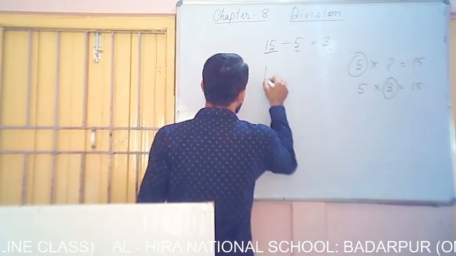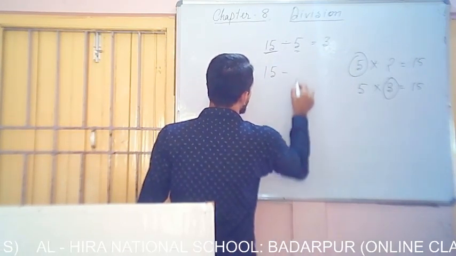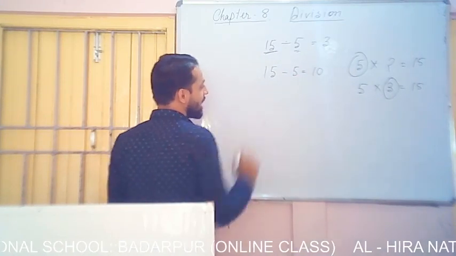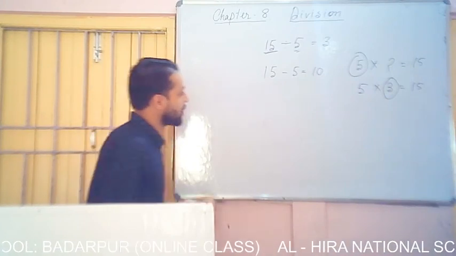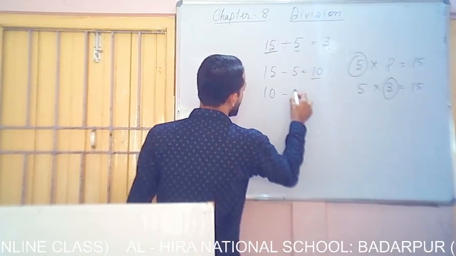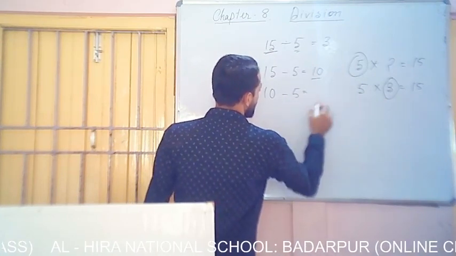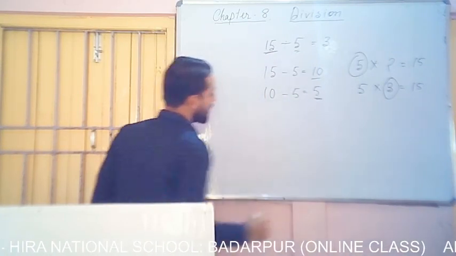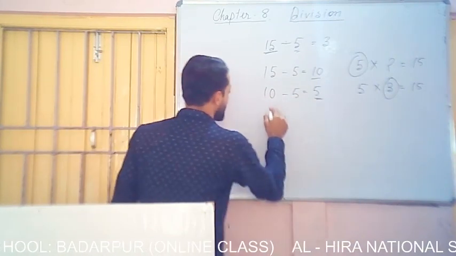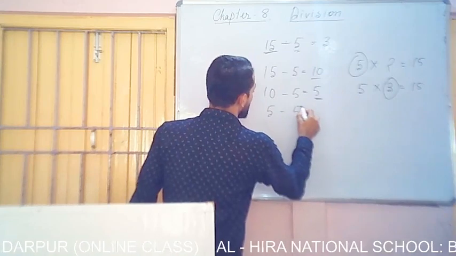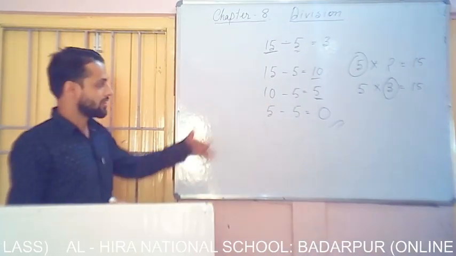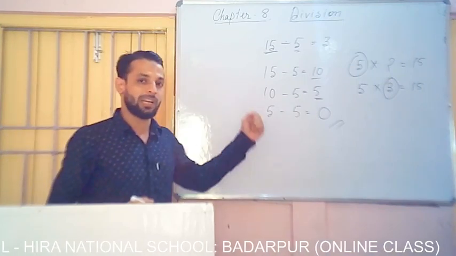How is it? You look at the board. 15 minus 5 equals 10. So we have got 10 after subtracting 5 from 15. Again we have to subtract 5 from 10, and the result is 5. Again we have to subtract 5 from 5, and now the result is 0. This is repeated subtraction.